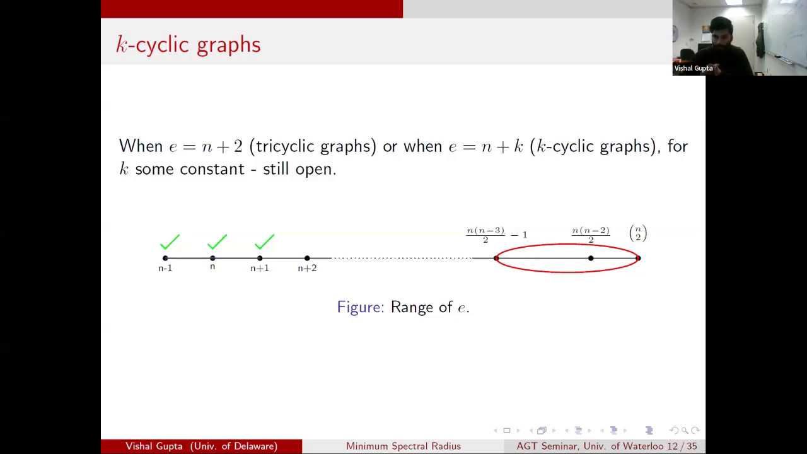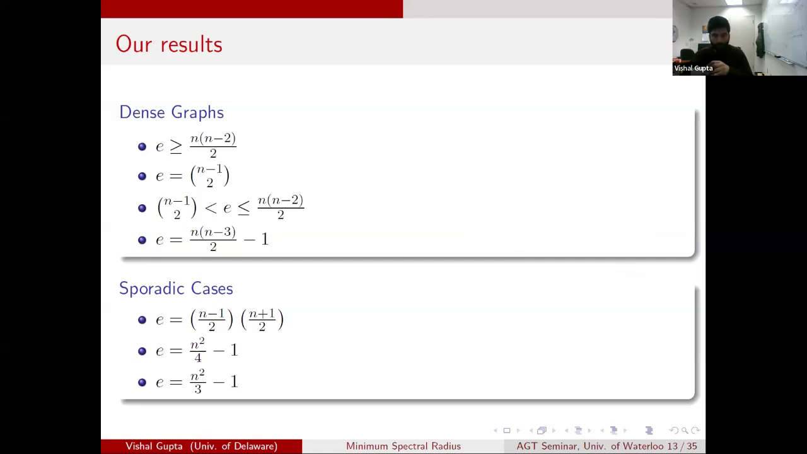What we focus on in our paper is the other side of this range of e, that is, when the number of edges is as close to n choose 2 as possible, basically the dense graphs. We answered Hong's question for the following cases, we computed the minimum spectral radius for all these cases, and we characterized the graph that attains this minimum spectral radius. I will try to discuss some of these and give an intuition for why the following graphs are the spectral minimizers for these cases.